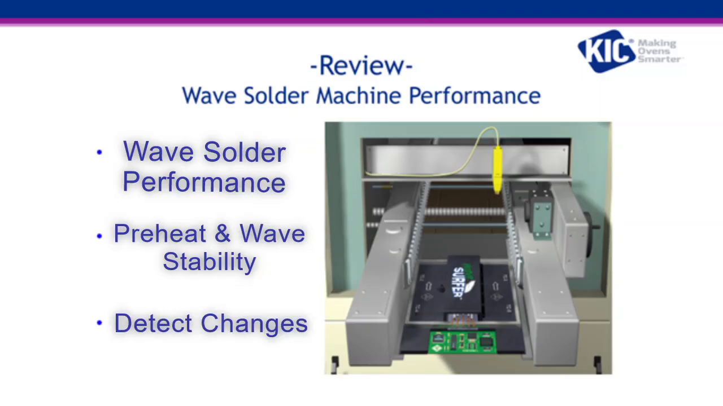Detect changes before they impact production. Because Wave Surfer data is consistent and easy to follow over time, it helps you spot small changes that operators might miss, like slow heater drift, nozzle problems, pump issues, or changes in conveyor speed. Finding these problems early lets you fix them before they cause defects, reducing scrap and rework. This data-driven approach ensures consistent quality and confidence in your wave solder process.